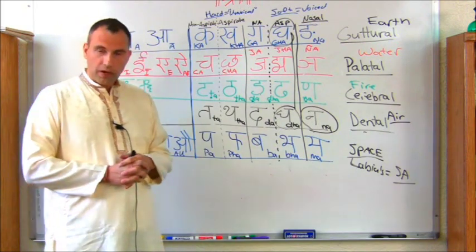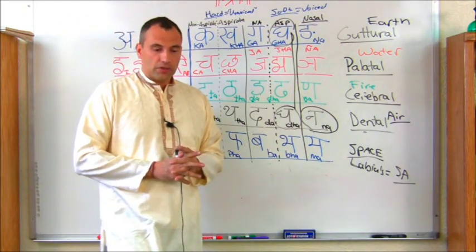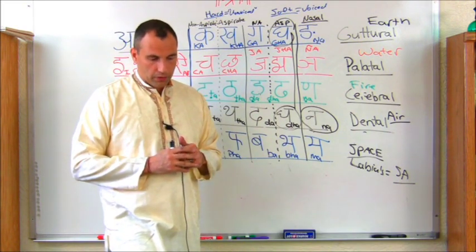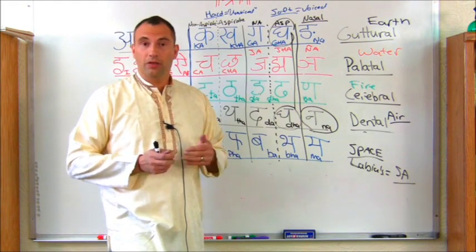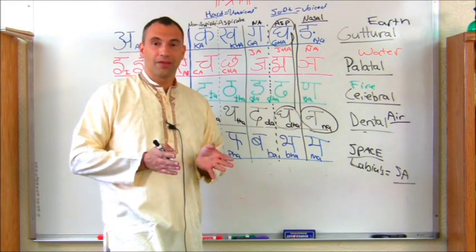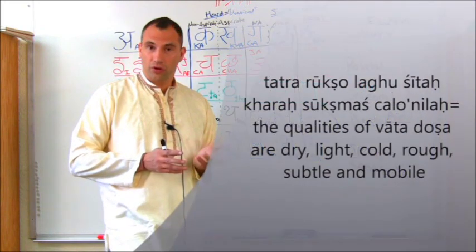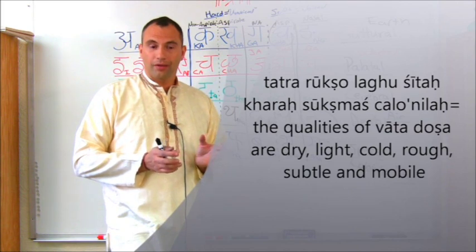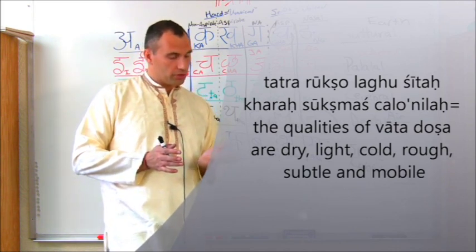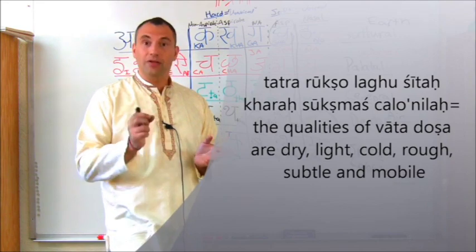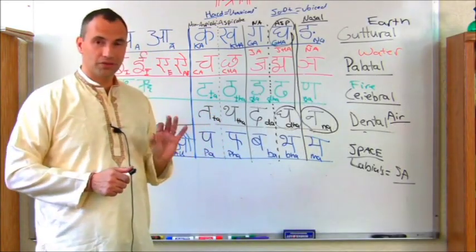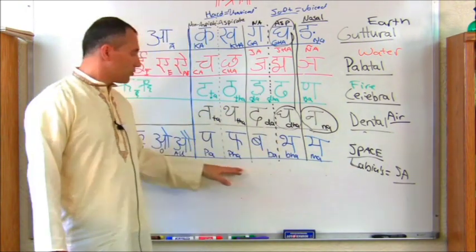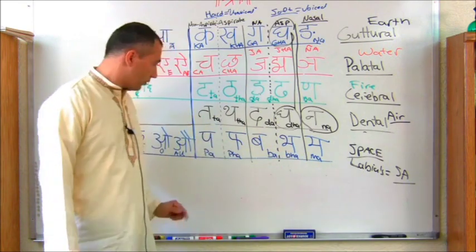If you're not sure what Vata relates to, it is the principle of tatra ruksho laghushita khara sukshmas chalo nilaha, which means the qualities of Vata are dry, light, rough, mobile, cold, and subtle. Okay, dry, light, cold, rough, and subtle. So those qualities relate to this row. This is the Vata row.